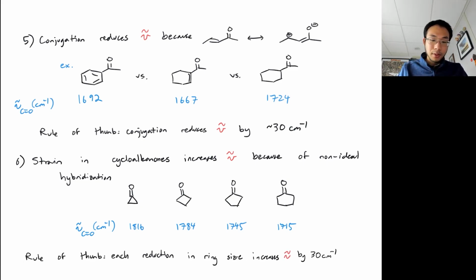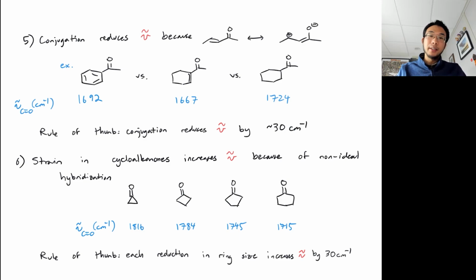So again, we have this rule of thumb that if we're dealing with a carbonyl that's in a ring like this, then each decrease in ring size by one atom will increase stretching frequency by approximately 30 wave numbers.